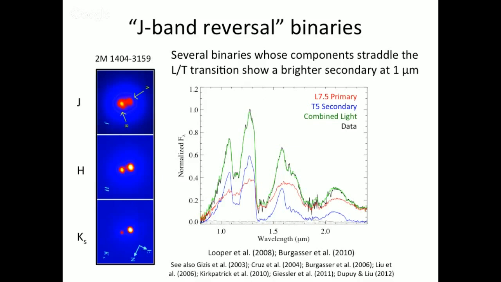So the black line here is the combined light spectrum of this binary. And what we've done is we've actually taken the photometry and a library of spectra and sort of inverted out what are the different components of the actual individual spectra of the components. That's the blue and red line here. And you can see that T-dwarf, which has strong methane absorption, is something like 30% brighter at this 1 micron region than the L dwarf, but not over here.